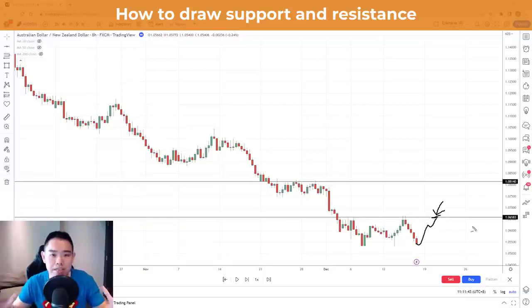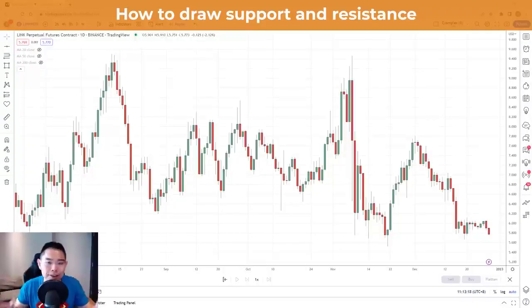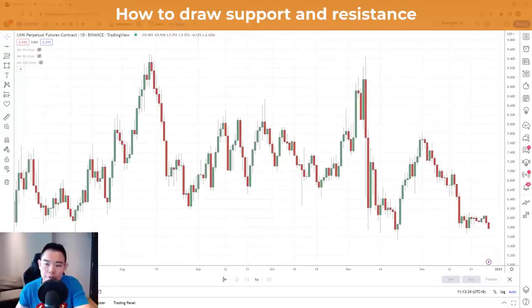But for now, this is how I would draw resistance in a downtrend. And finally, how do you actually draw support and resistance in a range market? So again, the concept is similar. You want to identify the levels, the areas on the chart where the market has a huge swing, or a huge decline or rally from it.